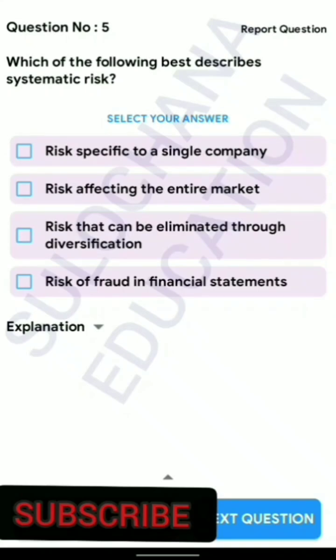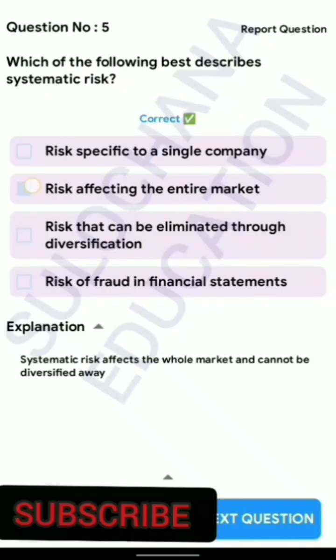Which of the following best describes systematic risk? Options are A, risk specific to a single company. B, risk affecting the entire market. C, risk that can be eliminated through diversification. D, risk of fraud in financial statements. And correct answer is B.